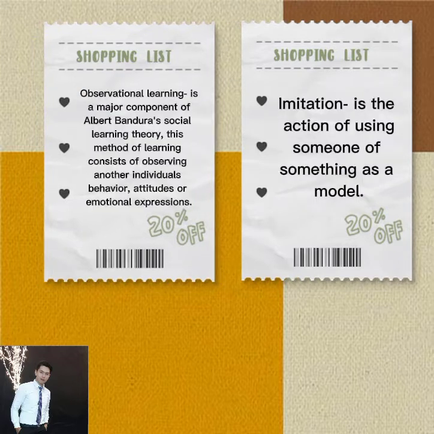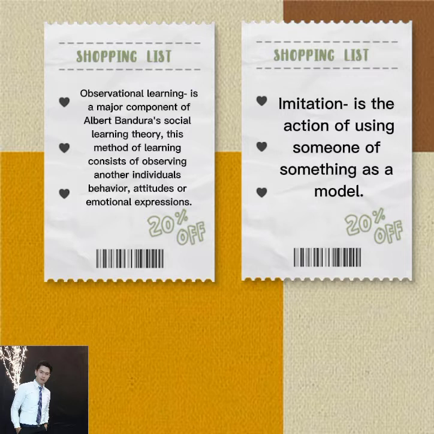Now, having said that, let me explain to you these three concepts of learning. Observational learning is a major component of Albert Bandura's social learning theory. This method of learning consists of observing another individual's behavior, attitudes, or emotional expressions. Now, let's talk about children and set them as an example, since all of us are dreaming to become elementary teachers. A child learns to walk, and a child learns to play while watching others. A child learns to talk, and a child learns how to write, again, while watching others. So, meaning they are observant. These children learn from one another.